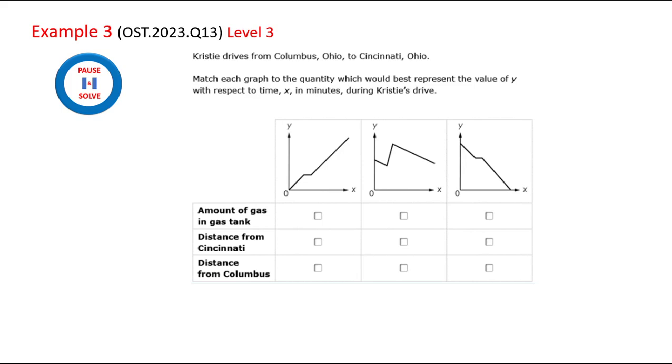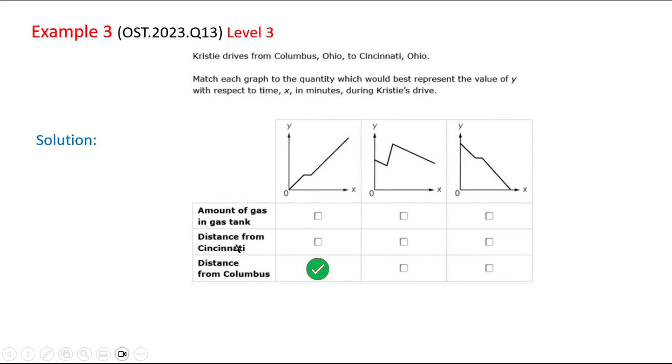Example number 3: Christy drives from Columbus, Ohio to Cincinnati, Ohio. Match each graph to the quantity which would best represent the value of y with respect to time x in minutes during Christy's drive. So Christy is going from Columbus to Cincinnati. Looking at the options, we need to fill them in. The distance from Columbus: what's happening to it? As you are leaving Columbus, your distance from Columbus is going to be increasing. So that will be the answer for this one.